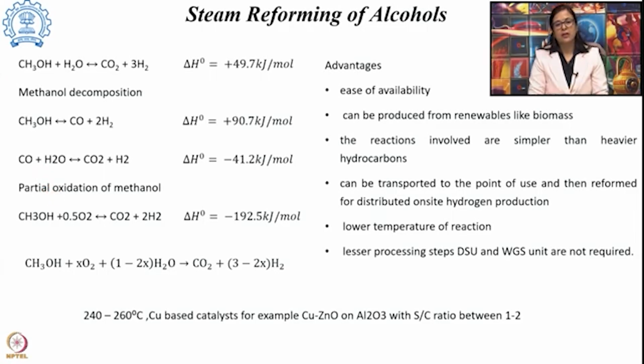Now this is an endothermic reaction. So, a small split stream of oxygen can help in reducing the required heat input. So, in presence of a small amount of oxygen, the reforming can take place, that is the oxidative steam reforming, and that can result in the formation of hydrogen. Now the conditions of operation are quite mild, 240 to 260 degrees centigrade, and this reaction can occur on copper based catalyst like copper zinc oxide on alumina support, and the steam to carbon ratio used for the process is about 1 to 2.